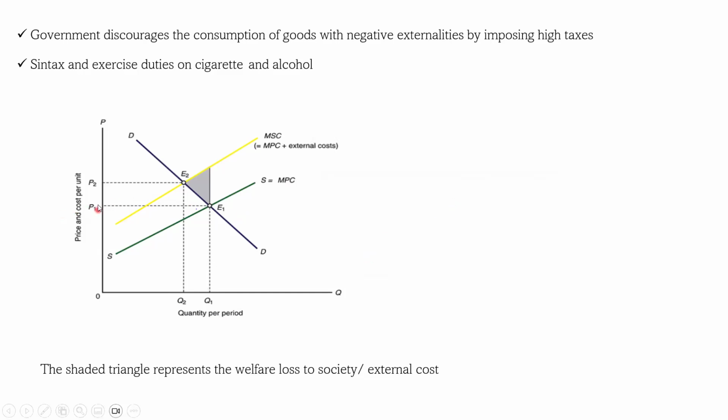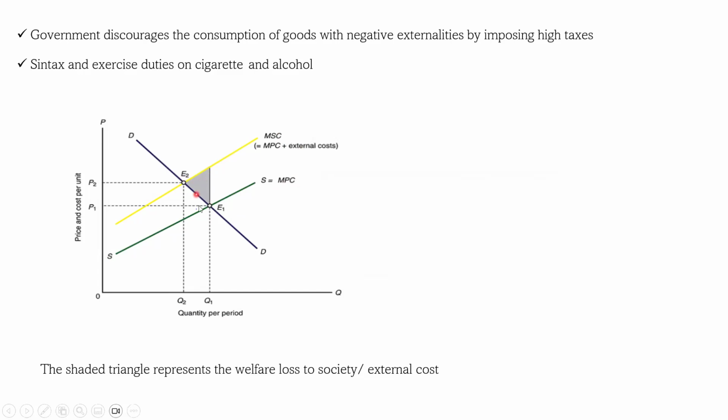So you can see that the price was P1 and the quantity was Q1. And then the government comes in and charges taxes. Then the price increased from P1 to P2 and the quantity decreased, because the price is high, from Q1 to Q2 here. So this supply curve is the marginal private cost. This is the cost to the producers, and this is the cost to the society, or external cost. This space here is called the welfare loss or the external cost.